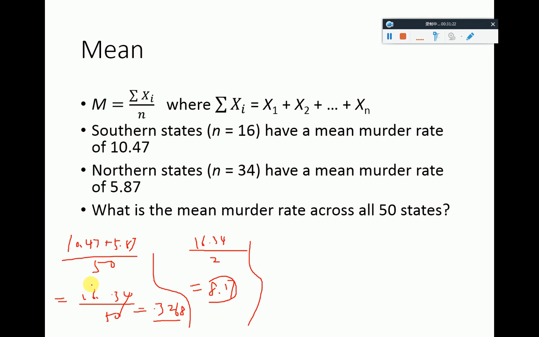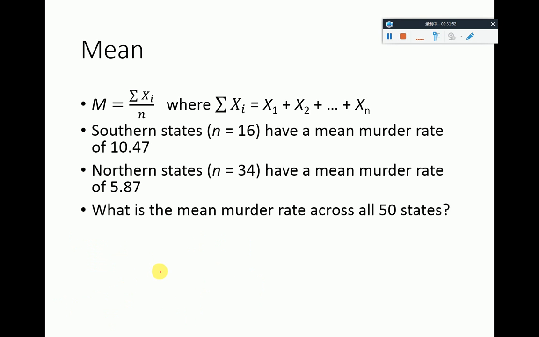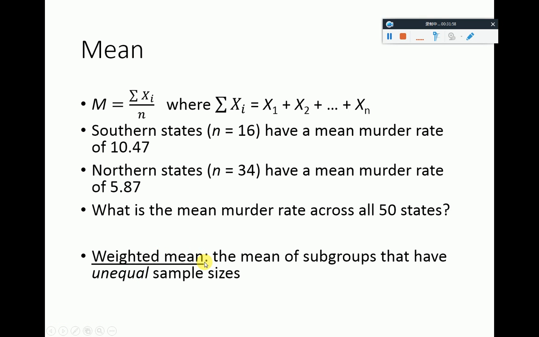Okay, if you use the first method and obtain this number, obviously you got it wrong. And if you use the second method and got this number, you also got it wrong. Okay? So to obtain the correct answer to this question, we need to understand a specific type of mean. And this type of mean is called weighted mean. Okay? So this is the mean of subgroups.